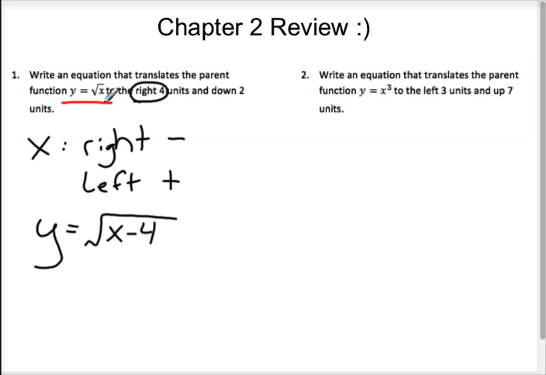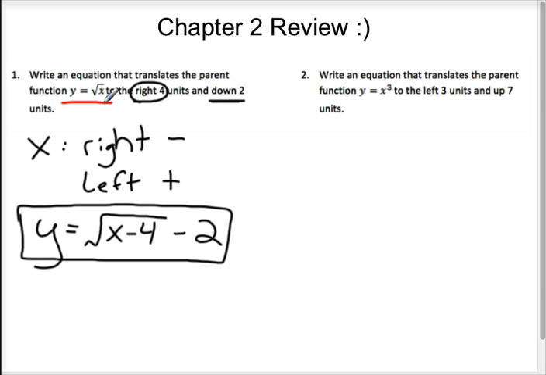Now, that's not the only thing that's happening though. We're also moving it down too. So remember, up and down happens at the very end of the function, outside of manipulating that x. Okay? So down 2 would look like that, and this will represent that new function that is being described.